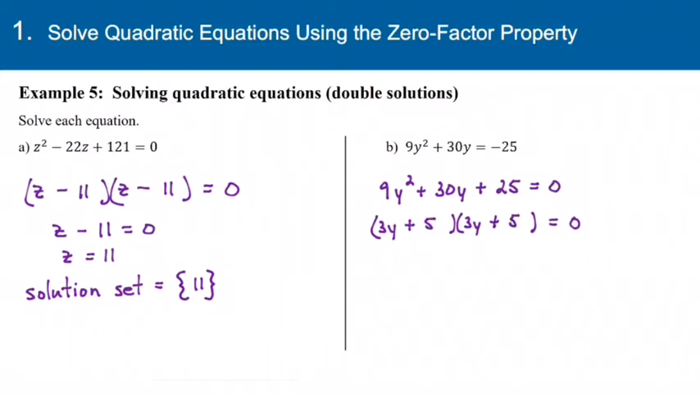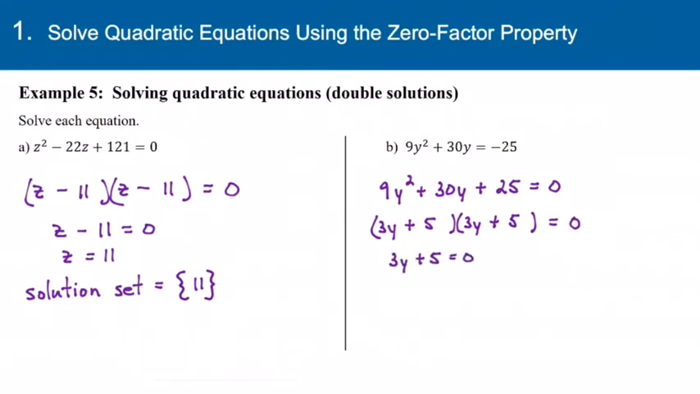Let's see if this arrangement gives us a middle term of 30y. Well, outer times outer is 15y, and inner times inner is 15y. So yes, 15y plus 15y is 30y, and that is the middle term that we wanted. So that's great. So our factoring worked, but notice that both factors are the same. So lucky us, we only have to solve one factor because they're both the same.